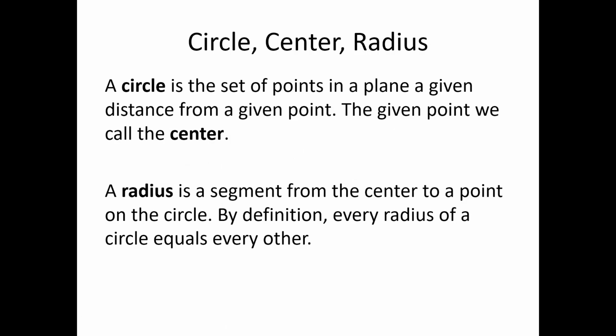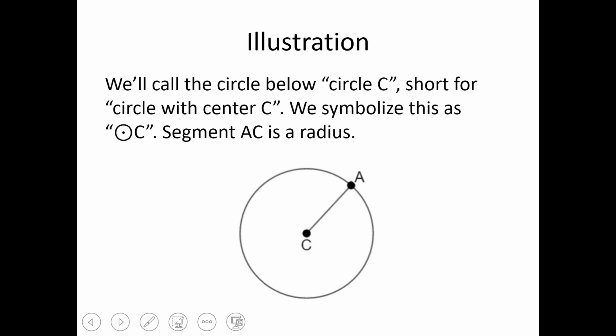So first of all, a circle is a set of points, because everything is a set of points, in a plane a given distance from a given point that we call the center, of course, right? And a radius is a segment from the center to a point on the circle. So, of course, by definition, every radius in a circle equals every other radius in a circle. And here is a picture to illustrate.